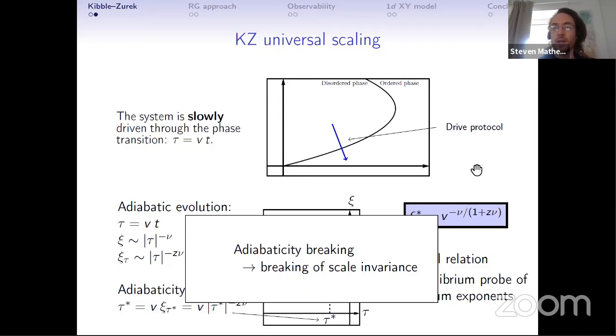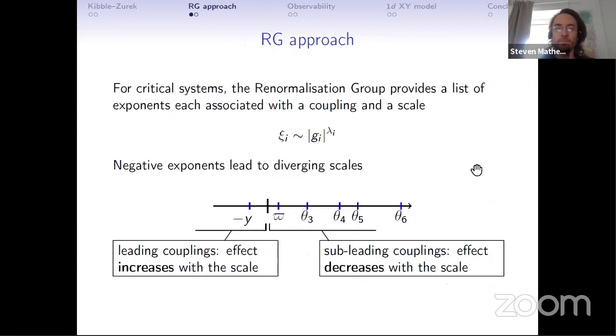And I emphasize again that adiabaticity breaking therefore comes with breaking of scale invariance. We cannot have a full scale invariance if we have dynamics. And for this reason, we went to the RG, because RG is very good with scale invariance and its breaking. So I will not go into the detail of our RG approach. We do some adiabatic renormalization group.